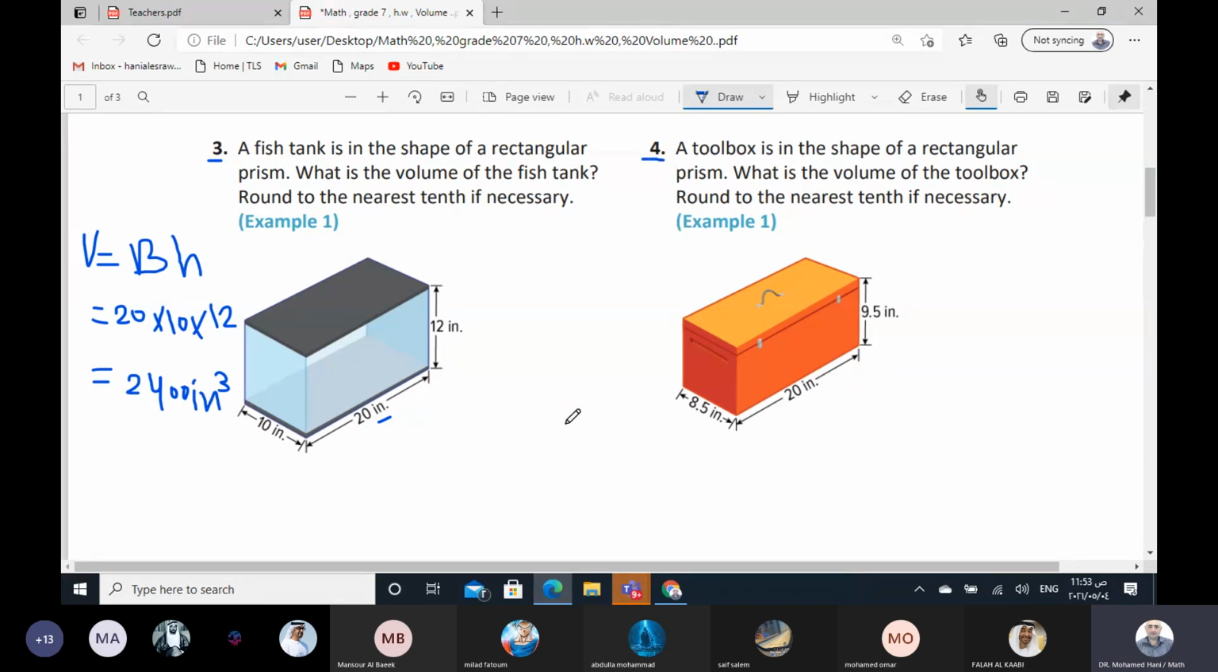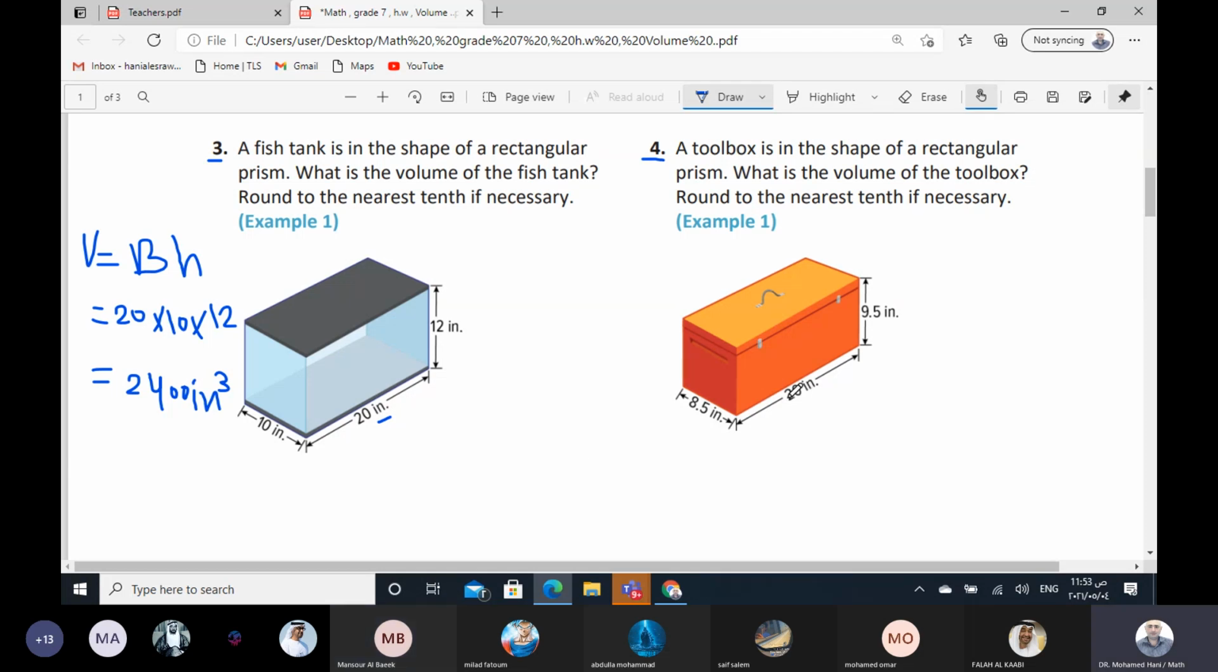Okay, who can read exercise number 4, please? Me. Okay, start, please. A toolbox is in the shape of a rectangular prism. What is the volume of the toolbox? To the nearest tenth if necessary. Thank you.